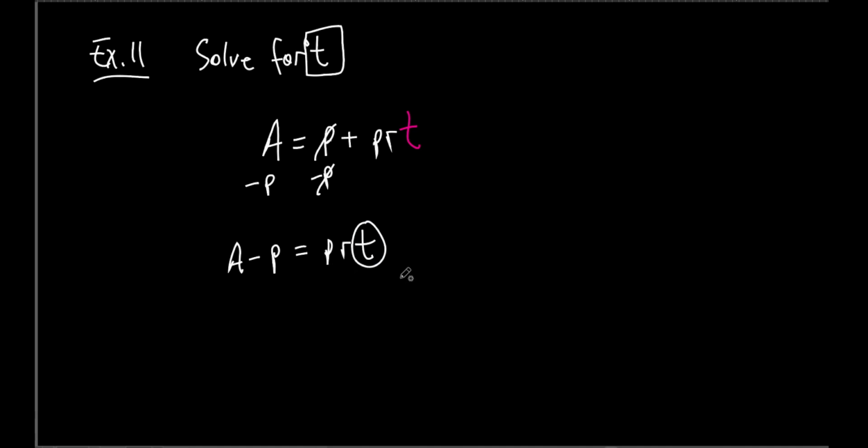It's multiplying. How do you get rid of something that's being multiplied? Divide. So divide by p what? PR. And then I take that whole thing and multiply that by what? PR. Now, does this p and this p right here cancel out?